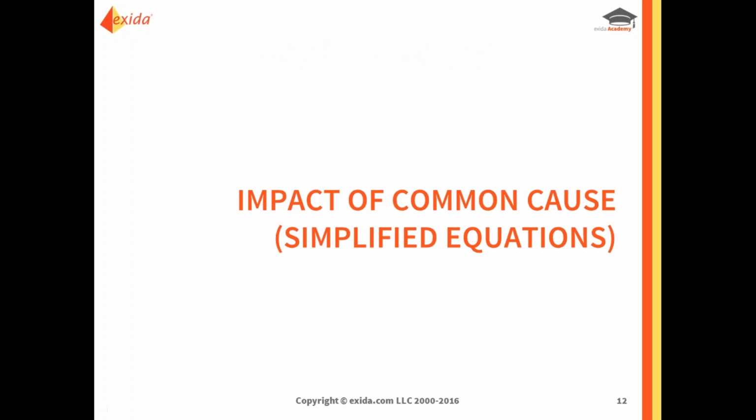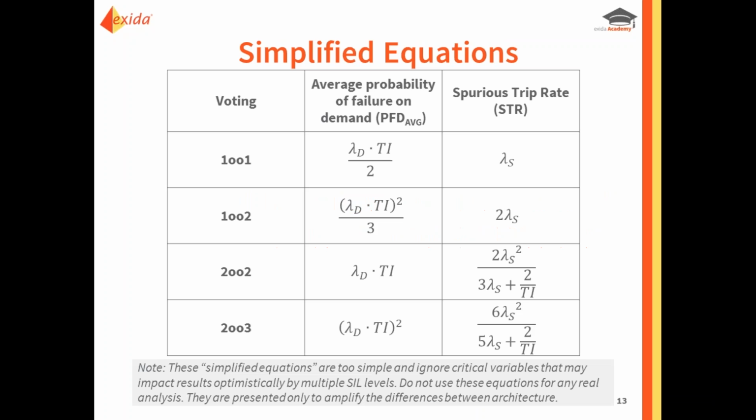So, all right, we're using this beta model. What's the impact of common cause? Let's look at that from a simplified equation perspective. To start, I put in a slide with the simplified equations. For a 1 out of 1, it's the dangerous failure rate times the test interval divided by 2 for PFDavg. For 1 out of 2, it's the dangerous failure rate squared times the test interval squared divided by 3. 2 out of 2, dangerous failure rate times test interval. 2 out of 3, dangerous failure rate squared times test interval squared.